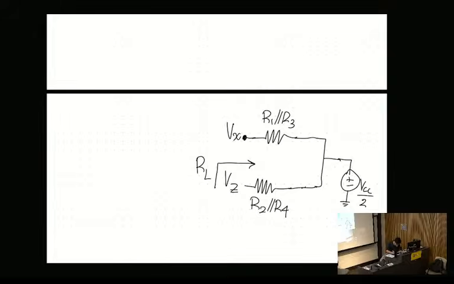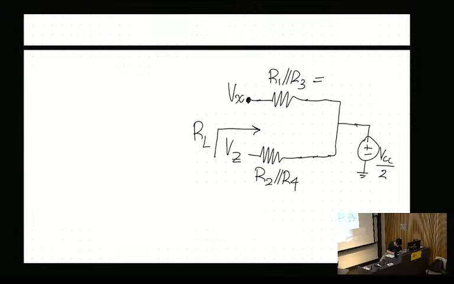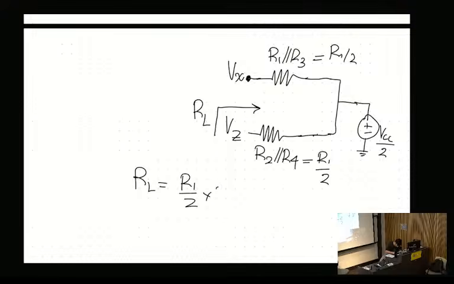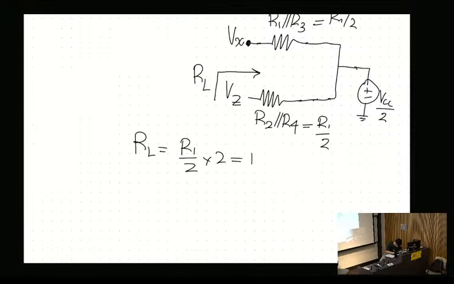Yep. So you can say that effectively, because these are equal, this one is R1 on 2, and this one is R1 on 2. And so you can say, therefore, RL equals. So now we can apply our quad 1 method of just calculating the impedance. We just short the source, and that means the two resistances are in series. So you end up with R1 on 2 times 2 equals R1. So therefore, R1 equals 50 ohms.